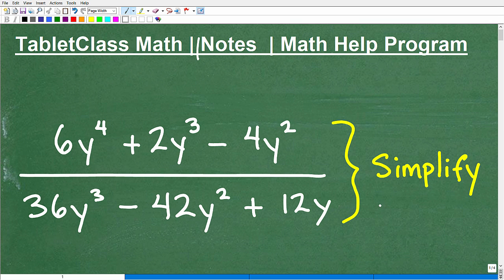Okay, let's simplify this rational expression. You can see here, this thing we call a rational expression in algebra, but effectively, all that means is that we're dealing with a fraction with variables. Now, specifically or technically, these are polynomials, but we don't need to know all that, okay? The whole point is, how do you simplify something like this?